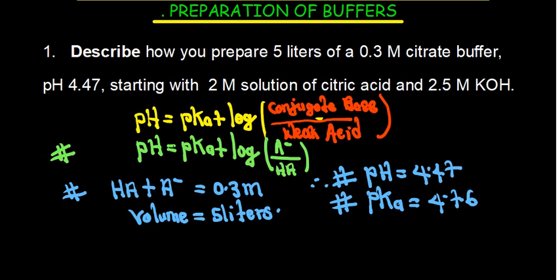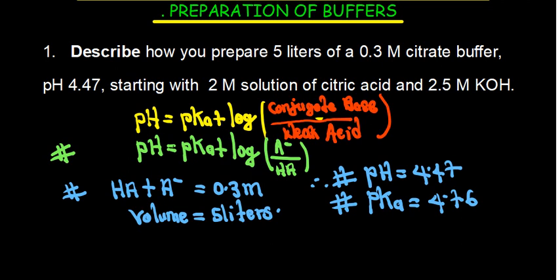And when you want to prepare a buffer, what is involved in that buffer? You need to have a conjugate base, you need to have a weak acid, you need to have the pKa of that acid, and you need to have the pH. So we have been given the pH as 4.47, the pKa as 4.76. The conjugate base, we have it right there. We can make it the subject of the formula. The weak acid, we have it right there. We can also make it the subject of the formula.